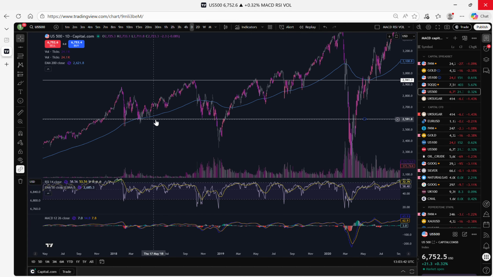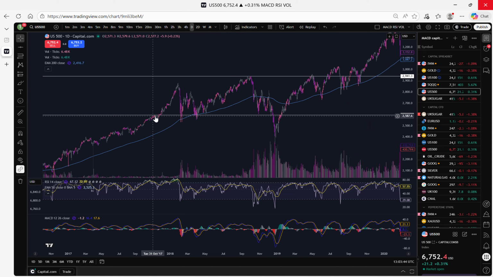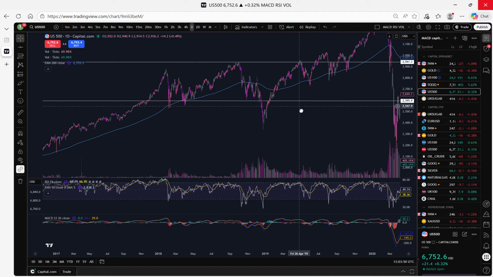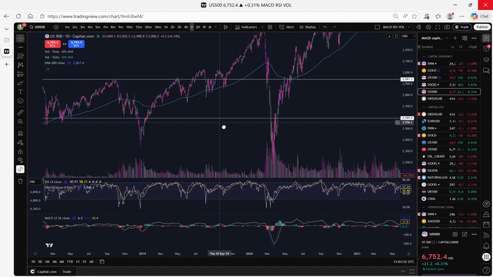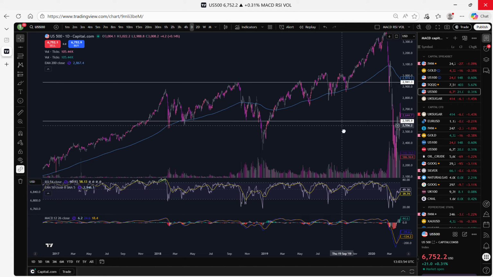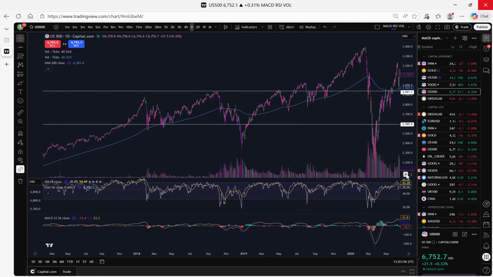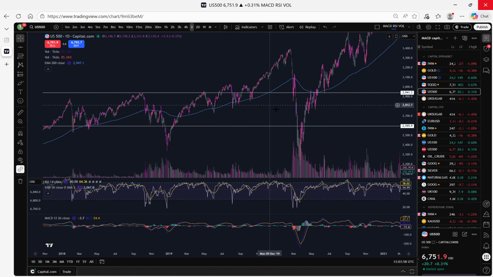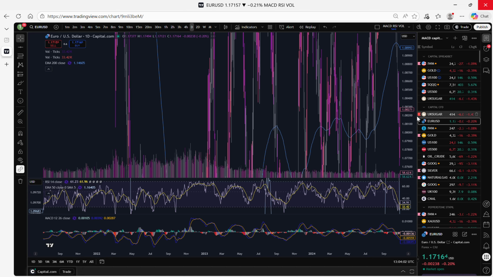So I've just drawn another level here. You can see what I've done is touched it here, bounced on it here, bounced here, bounced here, bounced here, smashed through it there, but came back up. So when you're drawing these levels, you want them to be levels that really stick out, really strongly.